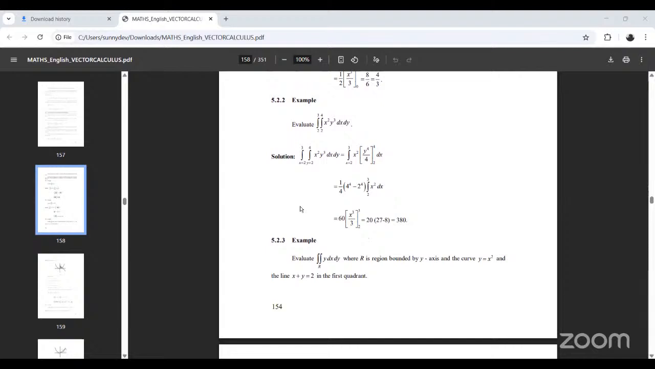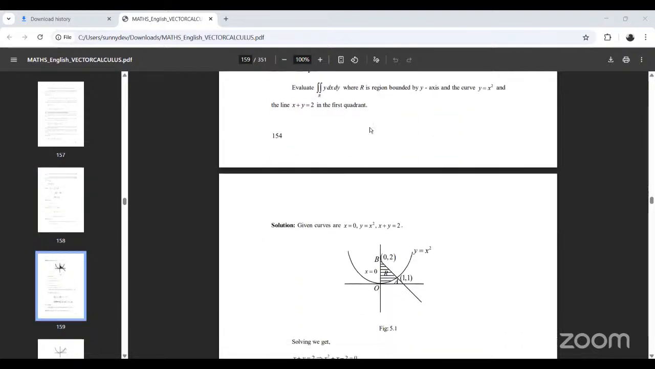Okay. Next. Evaluate the integral of y dx dy, where R is the region bounded by the y-axis, y equal to x square, and x plus y equal to 2 in the first quadrant. Suppose this is the first quadrant, this is the second, this is the third, and this is the fourth. So in the first quadrant, we didn't mention what the x limits and y limits are.